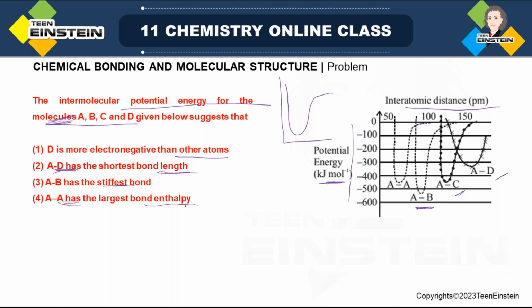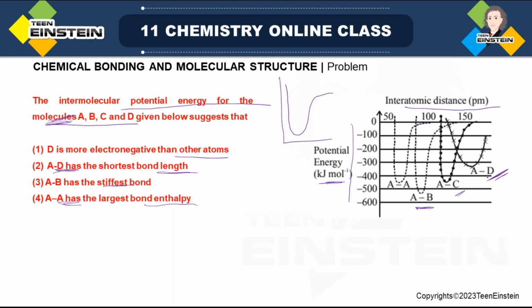Now, the first statement, whether it is true or not, that D is more electronegative, how to understand that? See, only the AD bond is mentioned in the picture, there is no bond like CD or BD. If there were potential energy diagrams for AD, then BD, then CD, only then could you compare whether D is more electronegative or not. But here we have only AA, AB, AC, AD. So directly from this picture we cannot predict it.